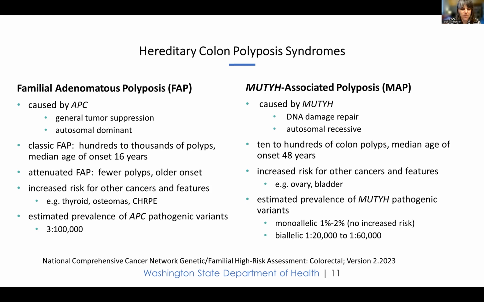APC has a lot of different tumor suppression jobs that it takes care of. MUTYH is involved with damage repair. APC acts in an autosomal dominant fashion. So just like BRCA1 and 2 and Lynch syndrome, one mutation in the gene confers the cancer risk. Compared to MAP with the MUTYH gene, this acts in an autosomal recessive fashion. So a person actually needs a mutation in both copies of the gene in order to have the cancer risks.